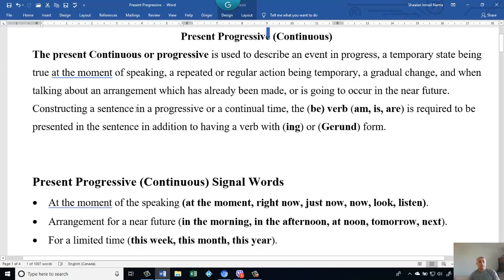To construct a sentence in a progressive or continuous time, we need to have the be verb: am, is, or are is required to be present in the sentence, in addition to having a verb with ing, or gerund form.